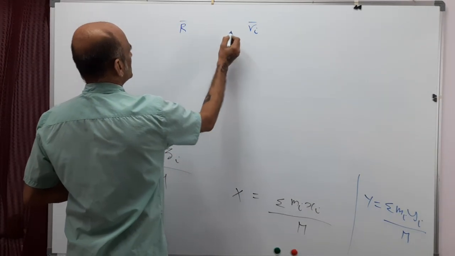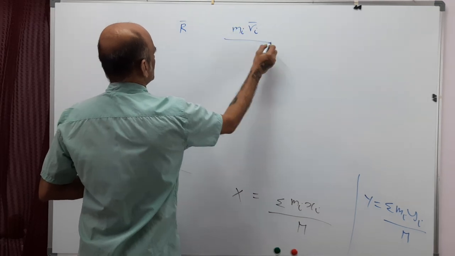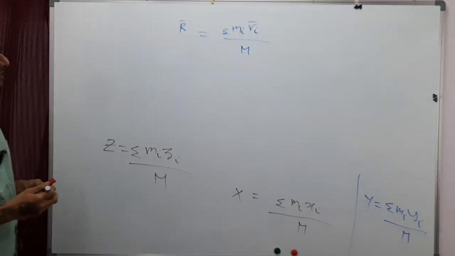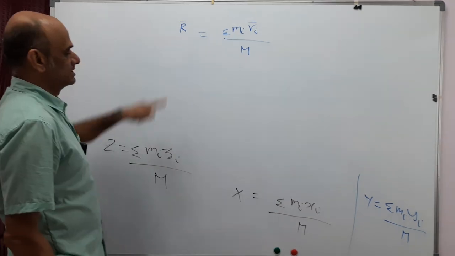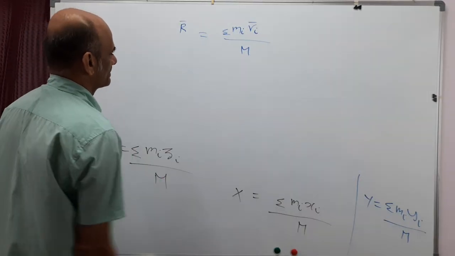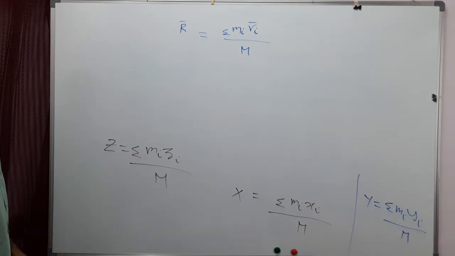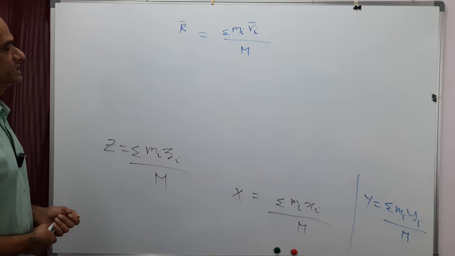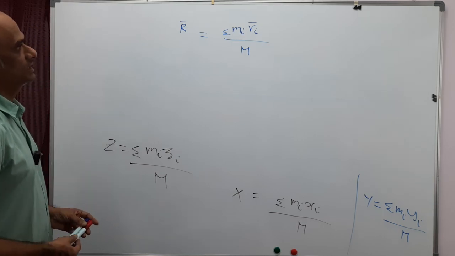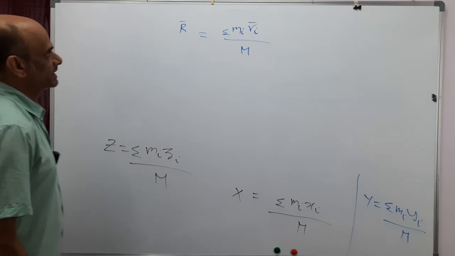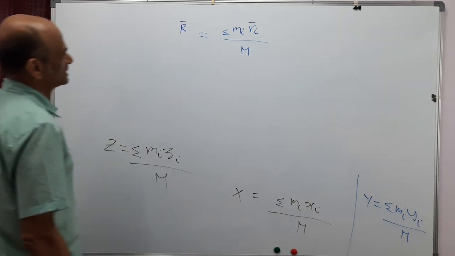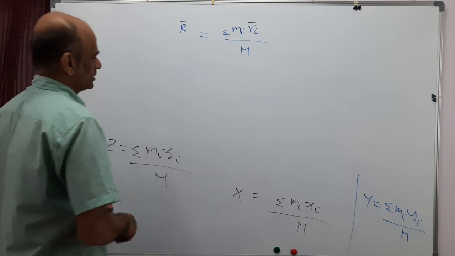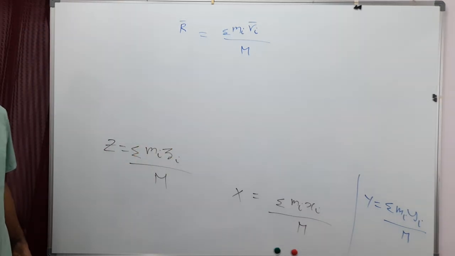Position vector is a vector, and the weightage is the mass divided by the total mass. So this I have to sum for all the particles. Position of the center of mass, capital R, is capital X I cap plus capital Y J cap plus capital Z K cap. Similarly, R1 will be X1 I cap, Y1 J cap, and Z1 K cap. So in particle n we have Xn I cap, Yn J cap, and Zn K cap. So this is for a system of point masses.